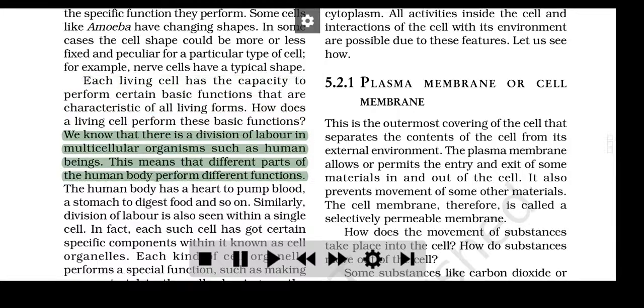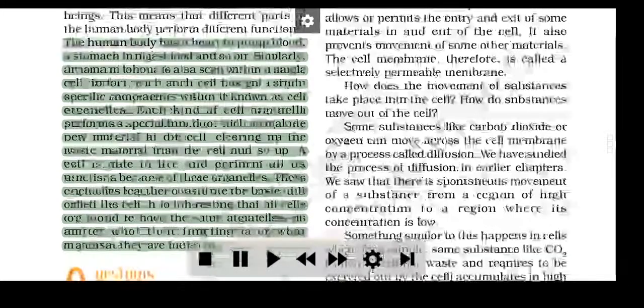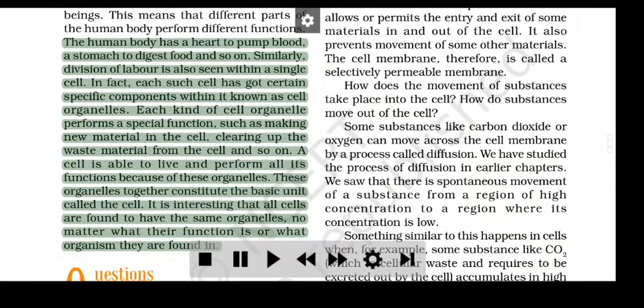We know that there is a division of labor in multicellular organisms such as human beings. This means that different parts of the human body perform different functions. The human body has a heart to pump blood, a stomach to digest food, and so on. Similarly, division of labor is also seen within a single cell. In fact, each cell has certain specific components within it known as cell organelles. Each kind of cell organelle performs a special function, such as making new material in the cell, clearing up the waste material from the cell, and so on. A cell is able to live and perform all its functions because of these organelles. These organelles together constitute the basic unit called the cell.